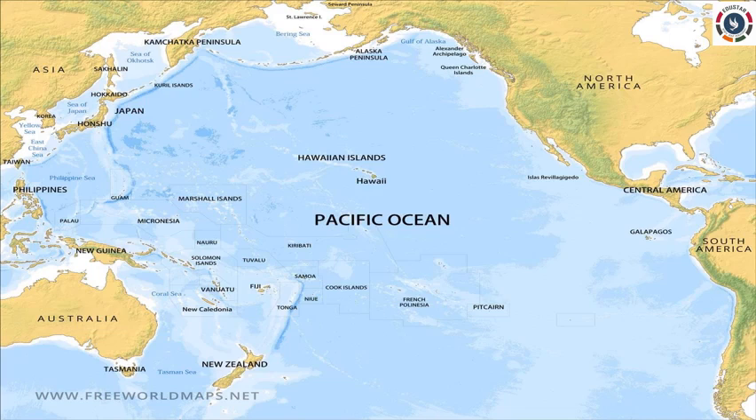Next is about oceans. There are 5 oceans in the world. They are the Pacific Ocean, Atlantic Ocean, Indian Ocean, Arctic Ocean and Southern Ocean. First we will see about Pacific Ocean.